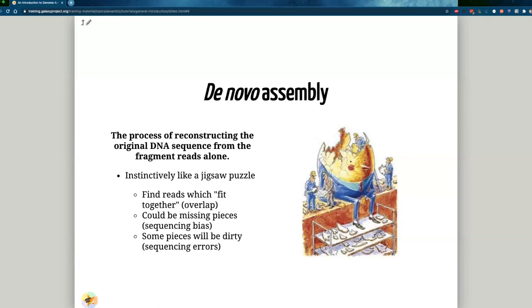And what we get is a file full of reads, which are pieces of the DNA that came from the sample that we sent. Now, unfortunately, these are usually in very, very small pieces compared to the length of the genome. And so what we need to do is fit them together, almost like a jigsaw puzzle, to put them back together. So we need to find reads that fit together by moving them around and comparing them against one another. There could be some problems though. There could be some missing pieces and some of the pieces could be dirty, like there might be some errors in them.